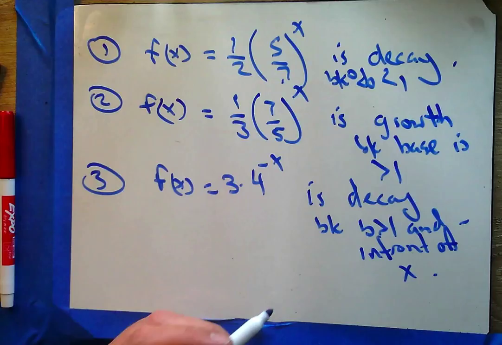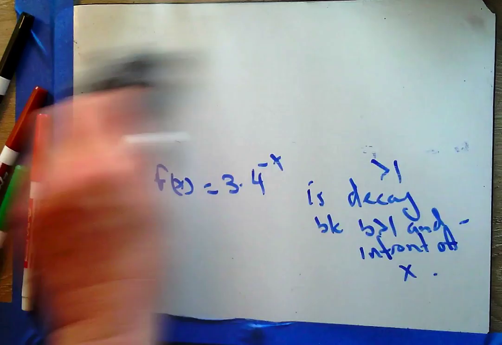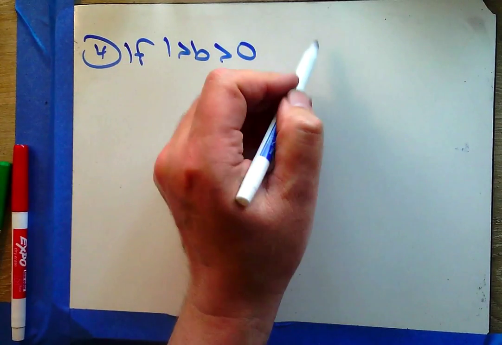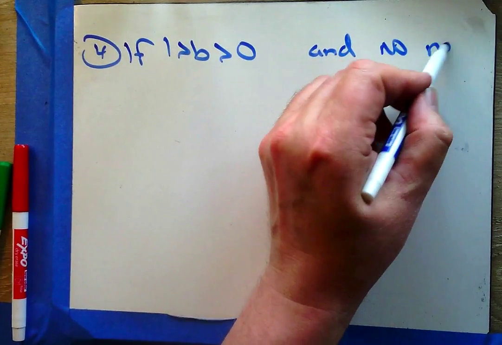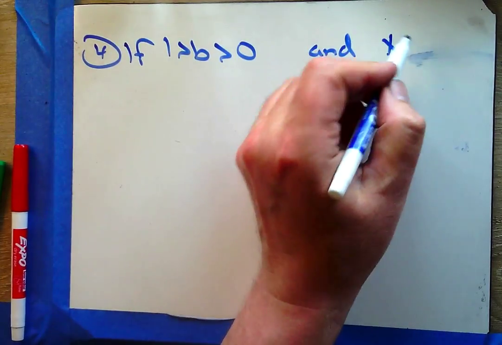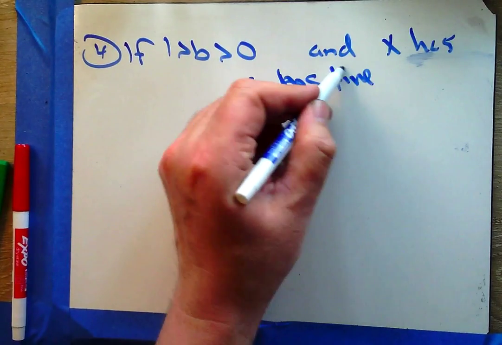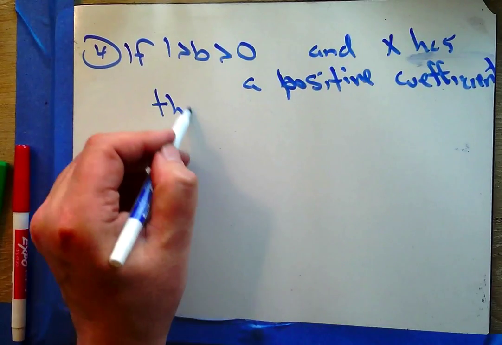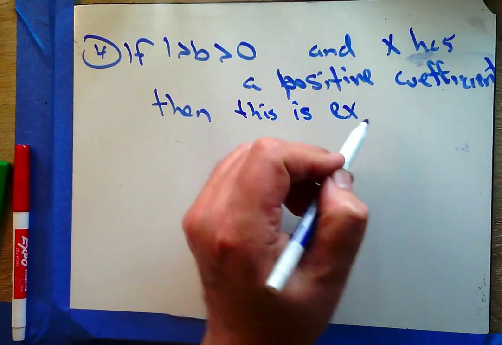Okay. 4, summarize how you can tell if an exponential function is growth or decay. All right, so if b is between 0 and 1, and x has a positive coefficient, then this is exponential decay.